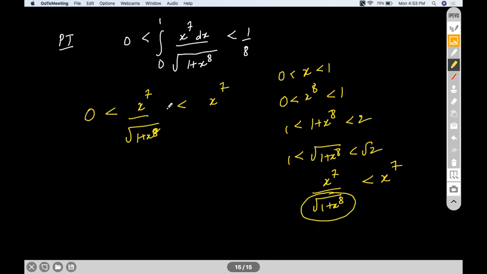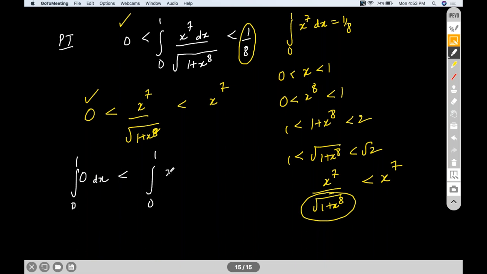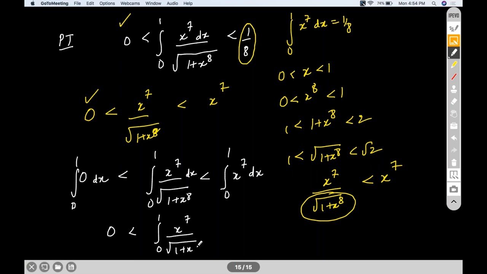Basically, what I did was a kind of reverse engineering. When I saw 0, 0 came into my mind. And when I saw 1 by 8, what came to my mind was the integration of x to the power 7 from 0 to 1. This will also give you 1 by 8. Yes or no? And hence, if you integrate both sides from 0 to 1, your desired expression will appear over here. So this term would lie between 0 to 1 by 8, and hence proved.